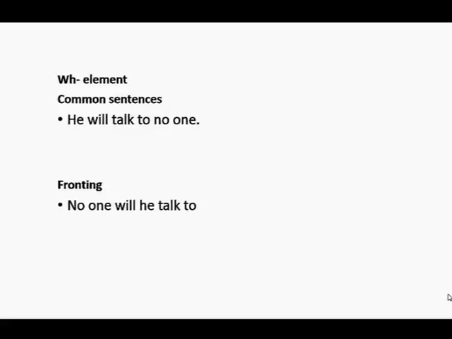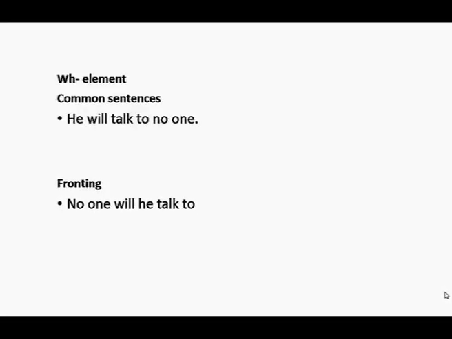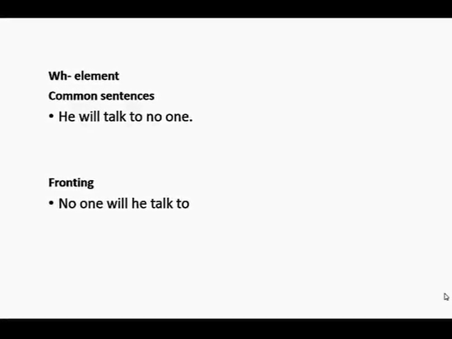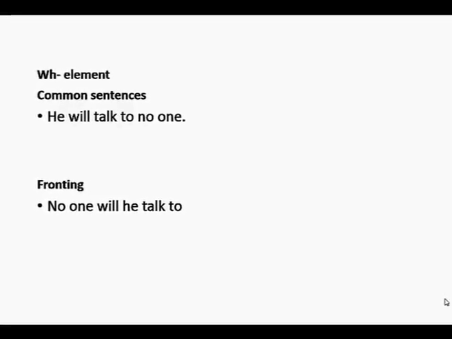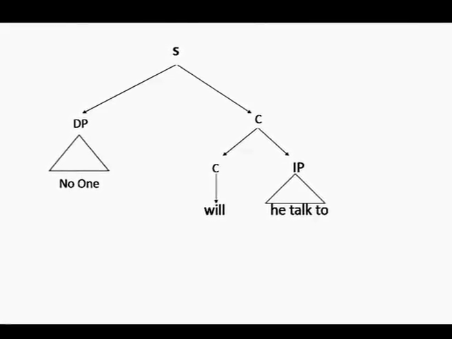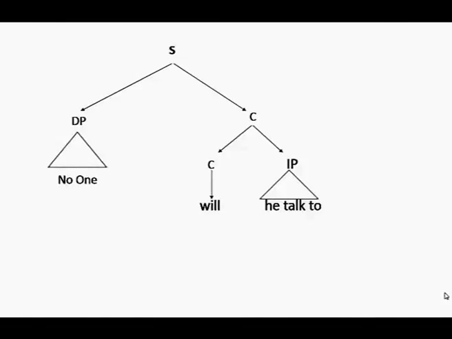Another situation is double-edged element. The common sentence is he will talk to no one. The fronting is no one will he talk to. Again, both sentences have the same elements and the same meaning. But first we analyze that. No one is a determiner phrase, and will is a complement. He talked to is an interrogative phrase. Complement plus interrogative phrase is a complement, and determiner phrase plus complement is a sentence.